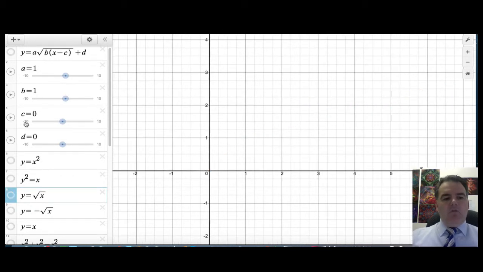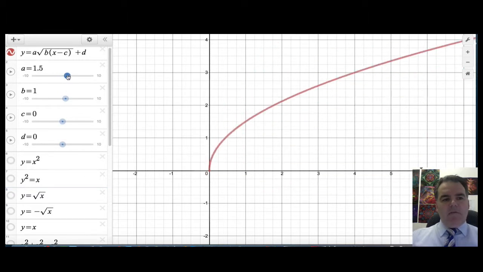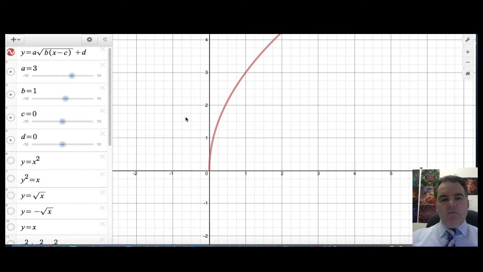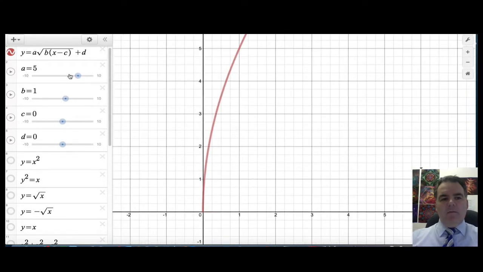Now what does that look like when we transform it? Let's have a look. Let's start with our basic graph here. Now I'm going to change these values, and we need to know what these do. So firstly, the number out the front. If I make that number out the front different, it changes the steepness of the graph. So there's y equals 3 times the square root of x. So we get a vertical dilation going on here. Rather than going through (1, 1), it's going through (1, 3). There's y equals 5 times the square root of x. So this will now be going through (1, 5), etc.